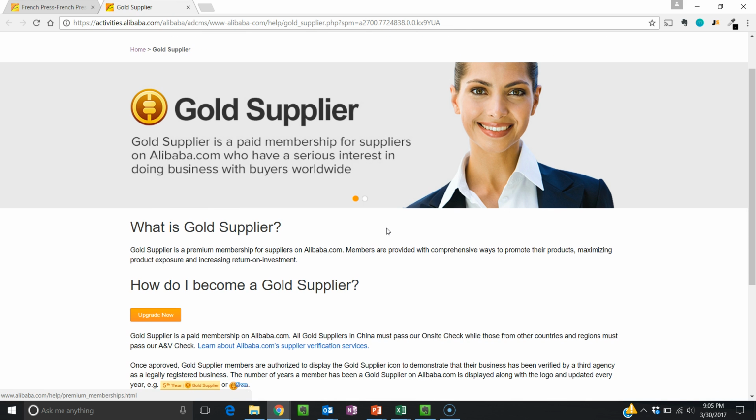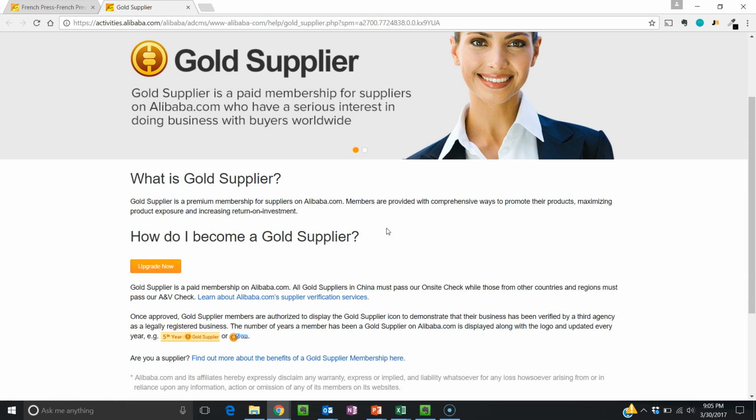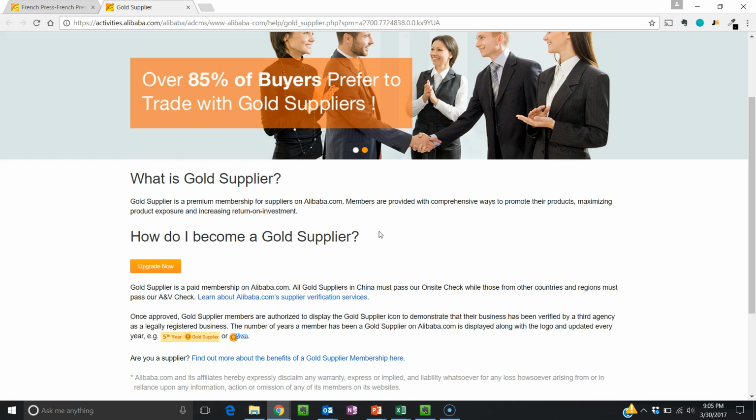A gold supplier basically just means they're in the club. They paid for the ability to have that on their profile. All their products will show the length of time that they've been a gold supplier. In this example, they're talking about a company that's a 5-year gold supplier. Does that mean they're reputable and good to deal with? I mean, it's arguable, but at least it's a hoop somebody jumped through.